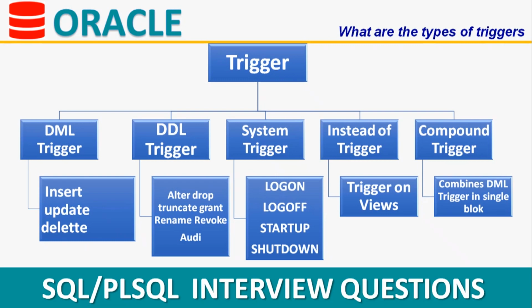Then startup and shutdown. If you shut down your server, Oracle will go down. If you want to bring the database back up, we use the startup option. If you want to stop the database, we use the shutdown option. While doing these operations, if you want to track them, we use system event triggers.